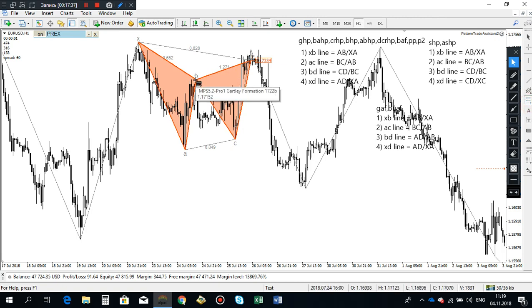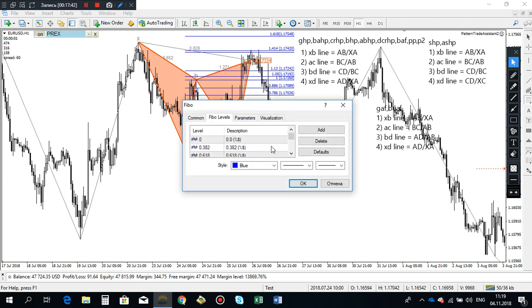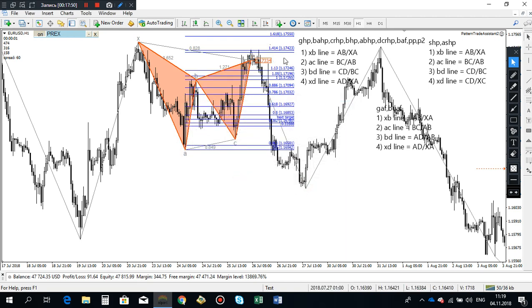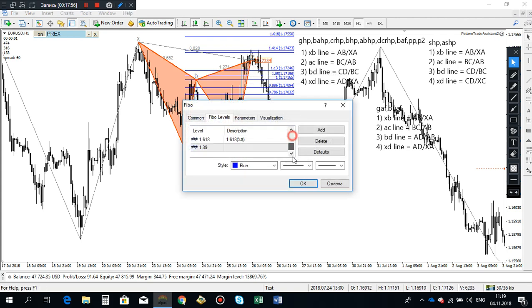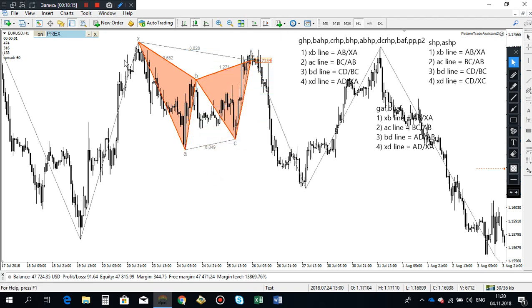So how do we measure the AB extension? We measure this way: extend from B to C, or from B to A, and then we go. We don't need to enable anything because 127. Oh, I don't have the 127 level. So let's enable the 127 level. 1272. 1272 is the exact level. And here it is, 127, our empty line. It is actually the AB extension. Okay, hope you understood this.